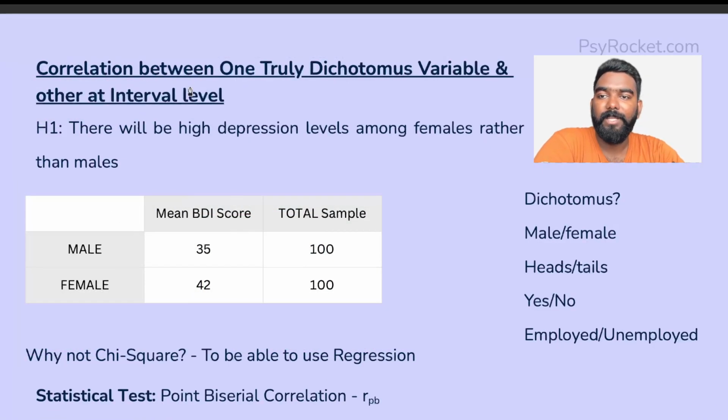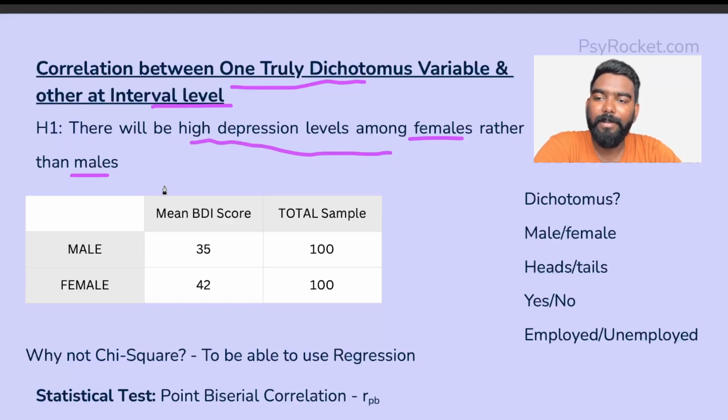For example, you want to see the correlation between one truly dichotomous variable and the other at interval level. What is your truly dichotomous variable here? Females and males. And what is your interval level variable here? There are high depression levels among females than males. This is your example. For each male participant and each female participant, there will be a certain BDI score, right?